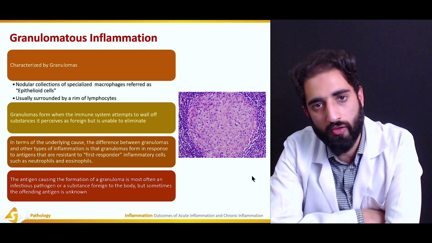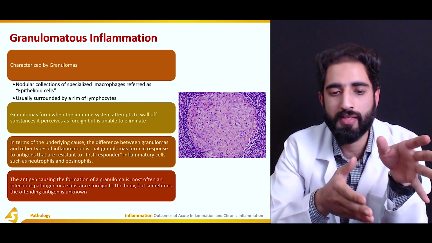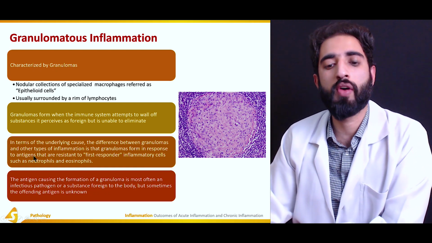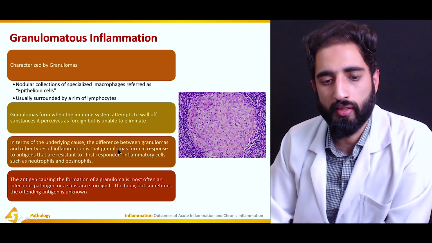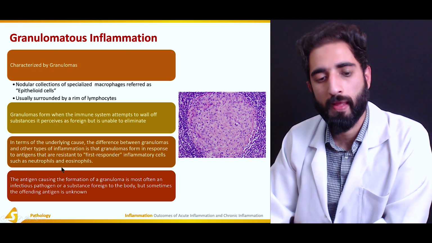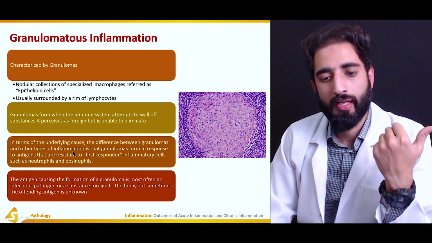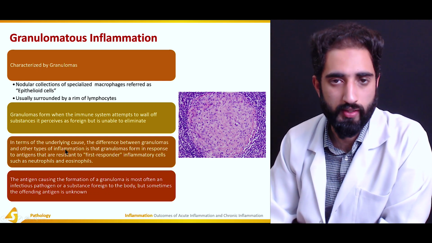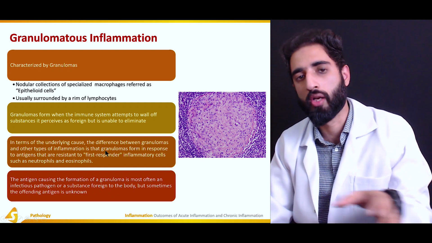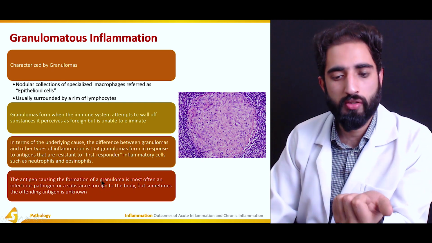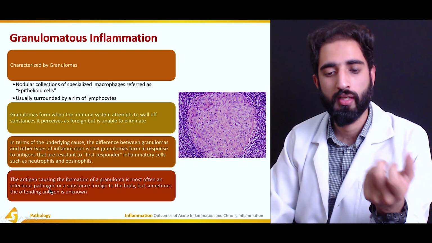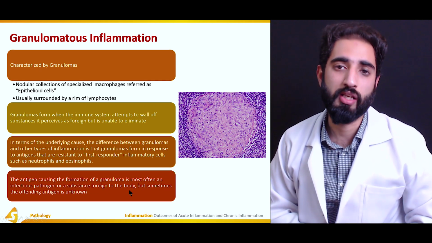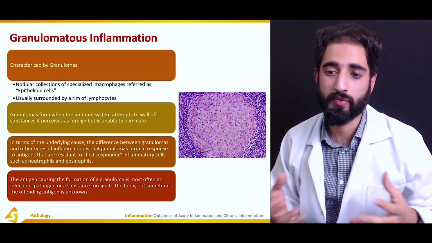In terms of the underlying cause, the difference between granulomas and other types of inflammation is that granulomas form in response to antigens that are resistant to first responders. And what were the first responders? They were the neutrophils and, in some cases, eosinophils as well. So granulomas form when the antigens, microbes or bacteria are resistant to neutrophils, the first responders. That's why it converts into granulomatous inflammation. The antigen causing the formation of granuloma is most often an infectious pathogen like a bacteria, or a substance foreign to the body which is not produced in the body. But sometimes the offending antigen may also be unknown, for example, in the case of sarcoidosis.